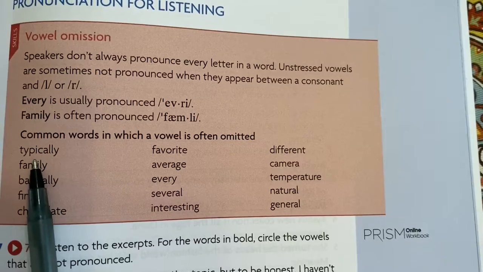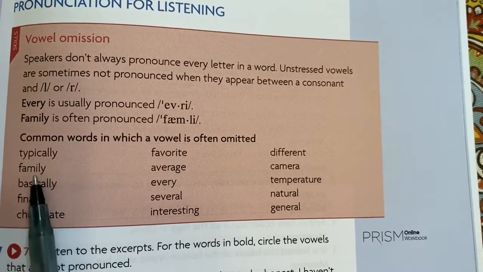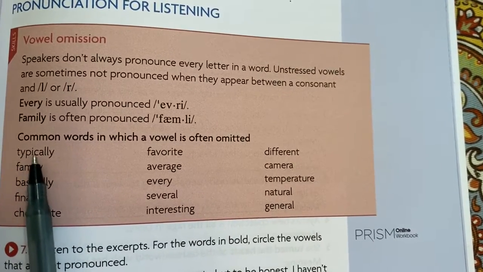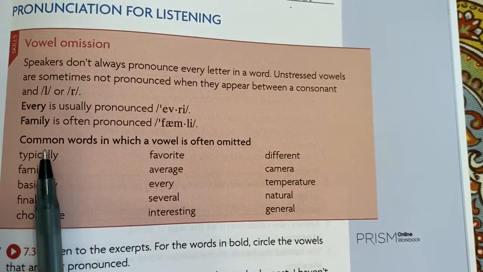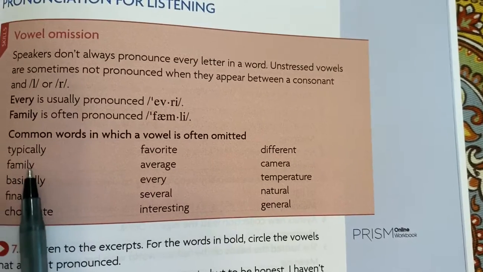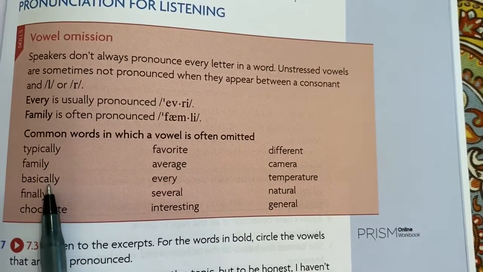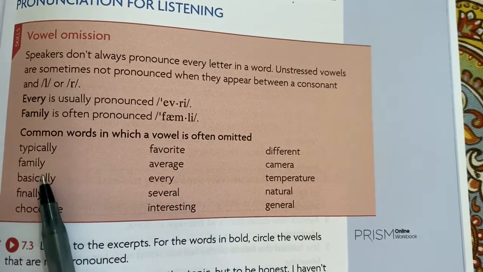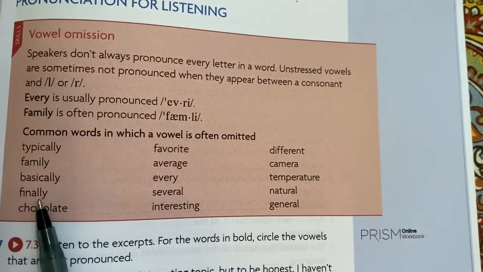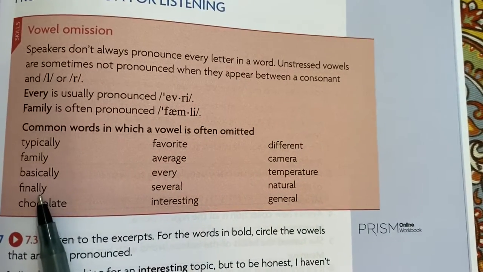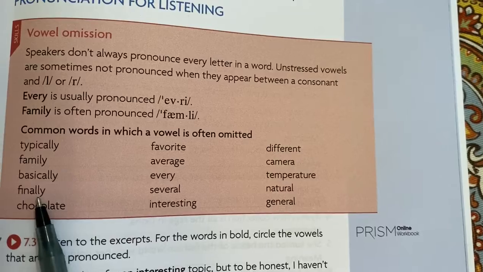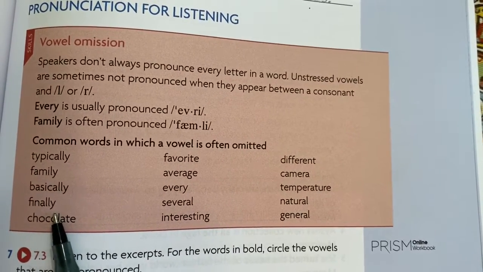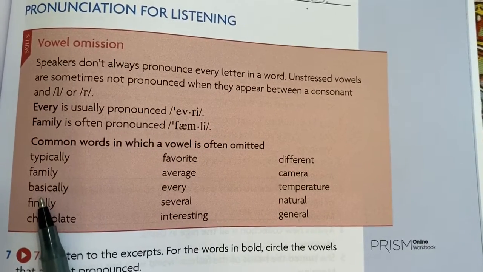See if you can figure out which vowel is omitted in typically. I'm omitting the A. Typically. Family we talked about. Basically. Notice how it is the same ending as typically. Basically. Omitting the A again. Finally has 3 syllables, but if you want to work on that American accent, omit the A. Finally.